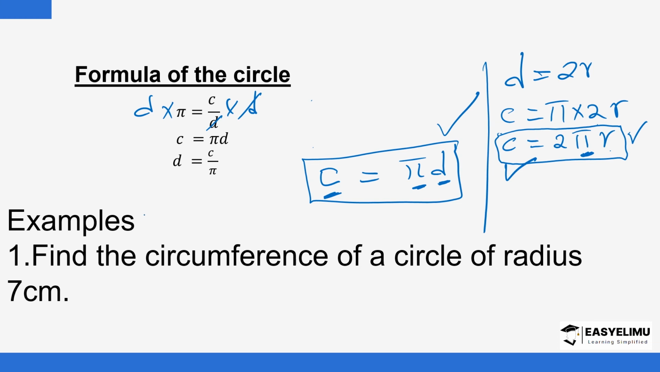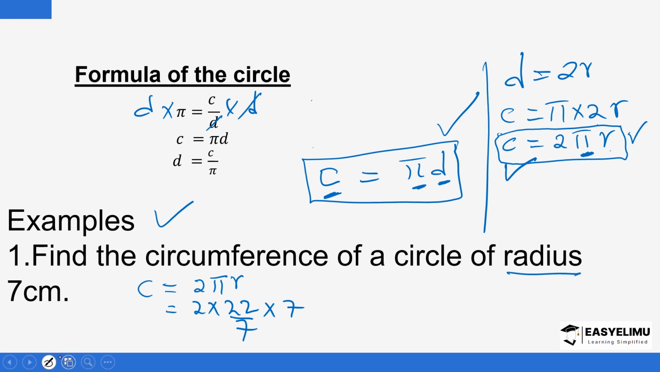So there are a few examples that will help us illustrate how to apply the formula we have derived. Find the circumference of a circle of radius 7. We simply write the formula: C equals, I hope you remember, 2 pi r. Pi is 22/7, and the radius is 7. Again you see 7 cancels 7.